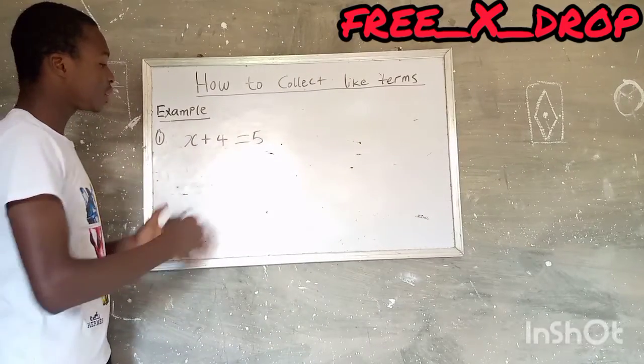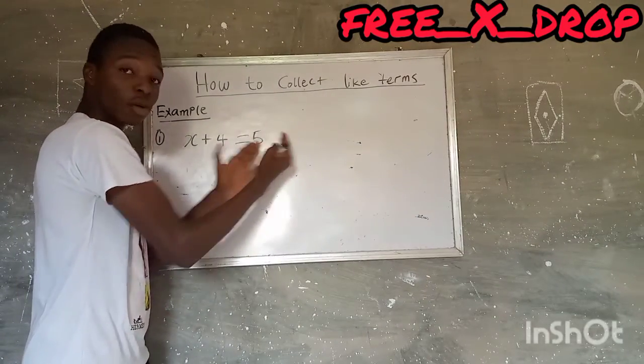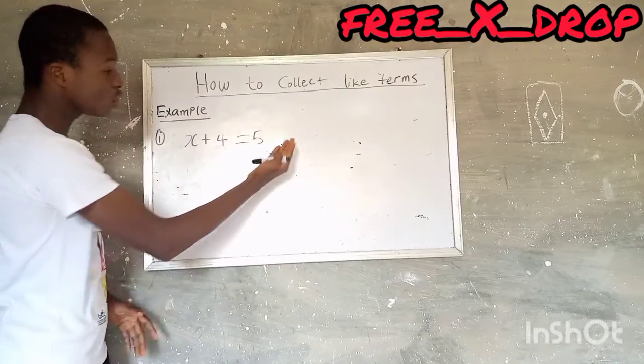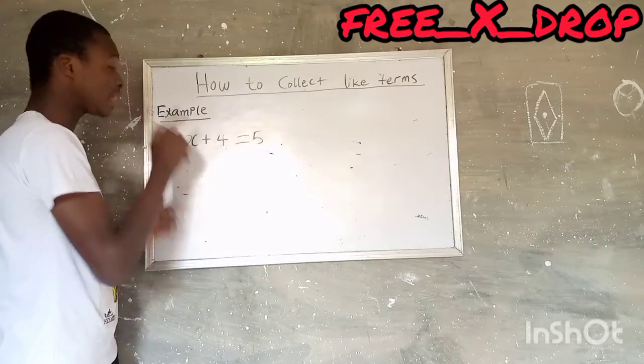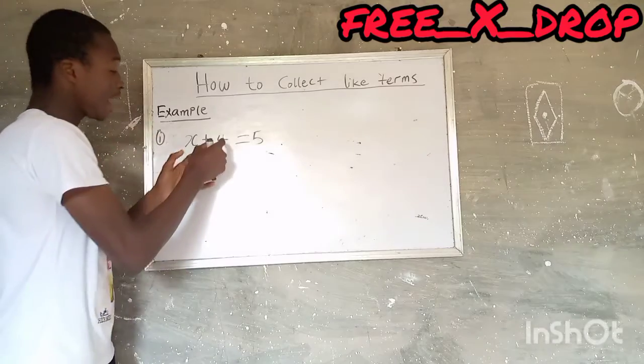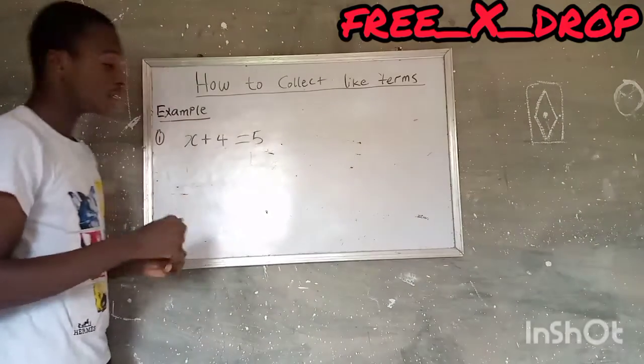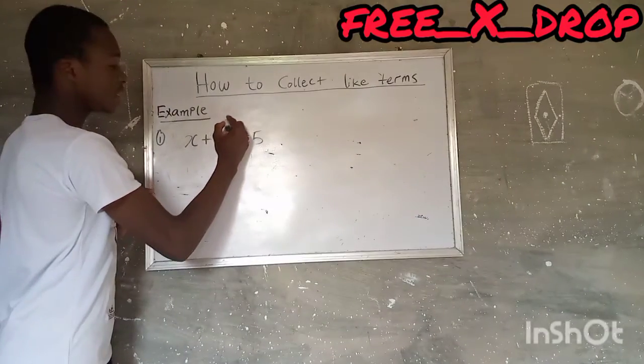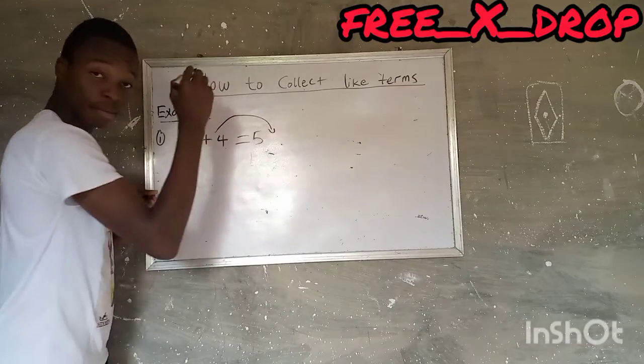Now to collect like terms, simply take this number to meet this number and leave this letter here. There's no letter to come and meet this letter, so the letter is on its own with its own family, and this number has to go and meet its number family. Now you simply take this number here.